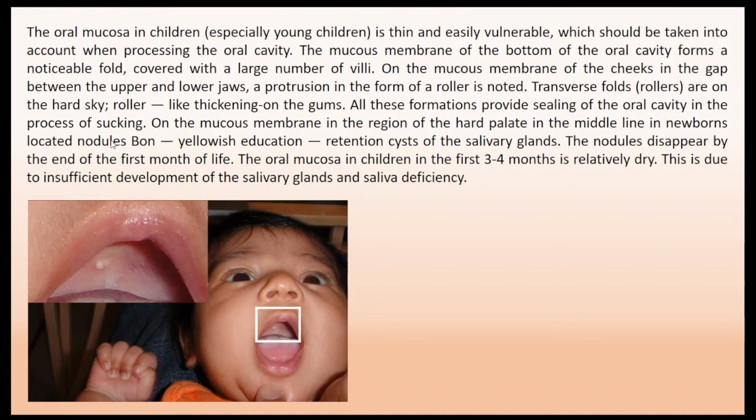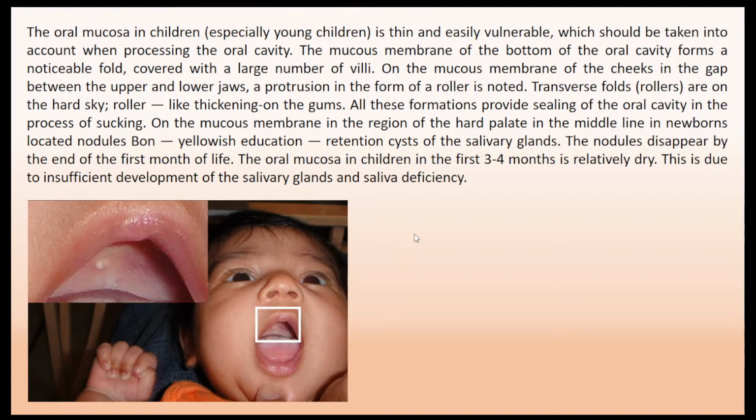These are the anatomical structures for this. On the mucous membrane in the region of the hard palate in the middle line in newborns are located yellow-white nodules, retention cysts of the salivary glands. You can see them in this photo. The nodules disappear by the end of the first months of life.